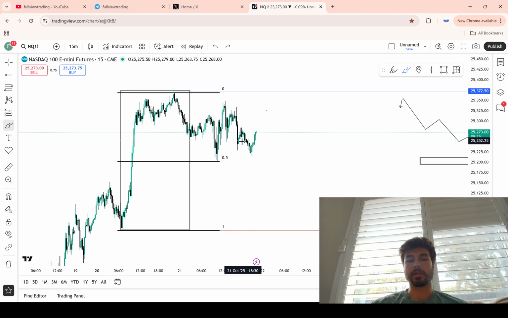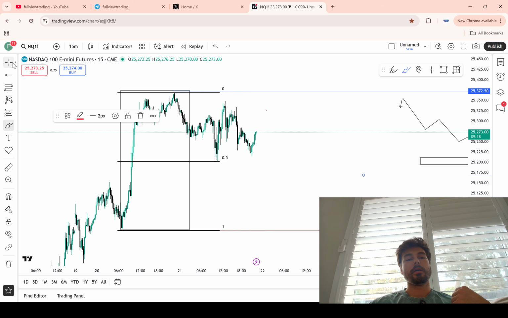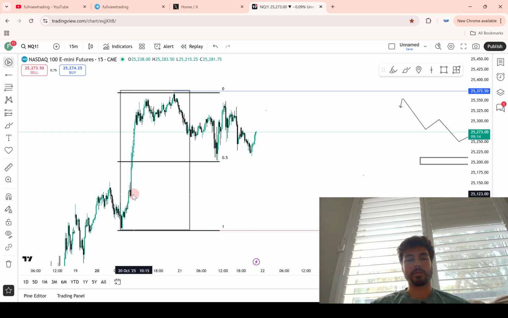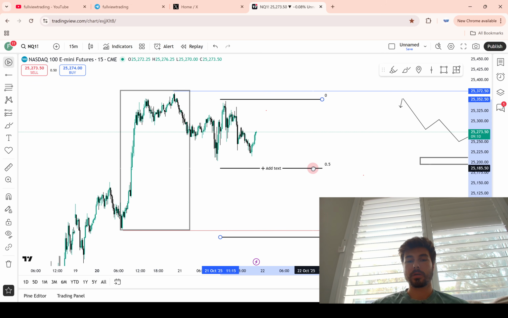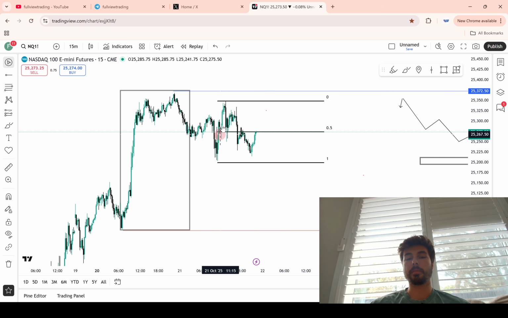If price comes down like this and sweeps that low, we no longer use that range. Get rid of it. Does not matter. But notice how this is the bigger range. We're trading back into that here. But then notice how there's also another range from this high to this low. And notice how we come back into discount, and now we're coming back into premium.